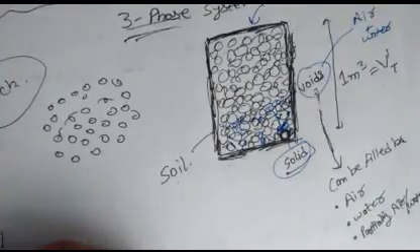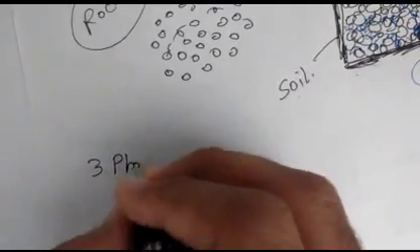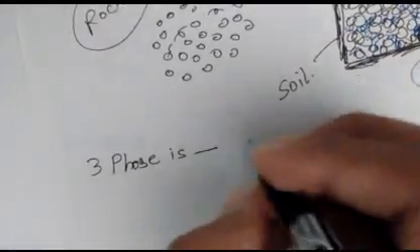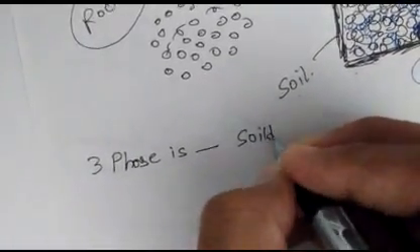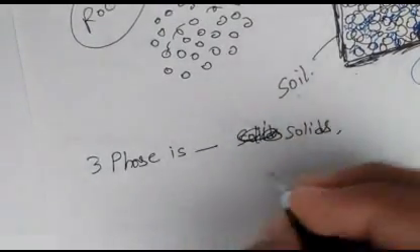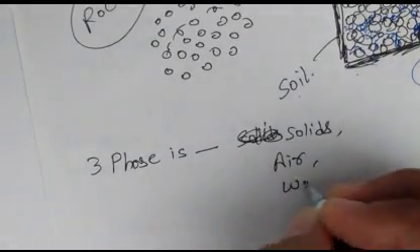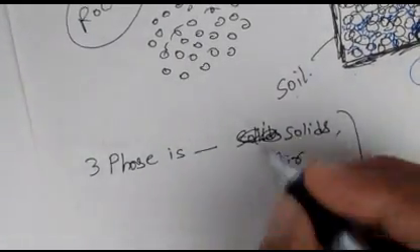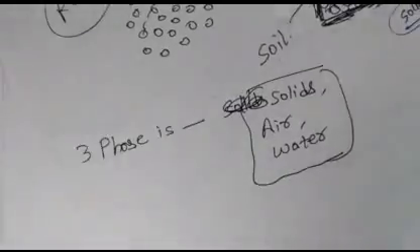So three-phase system is solids, air and water. Combination of these three makes a soil. Now an important thing to note here is we will make a three-phase diagram. We'll make a three-phase diagram on this.